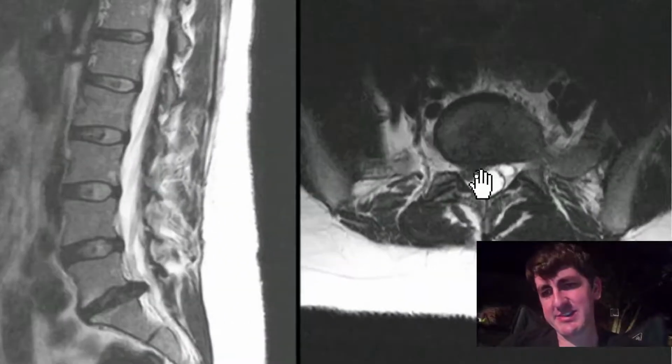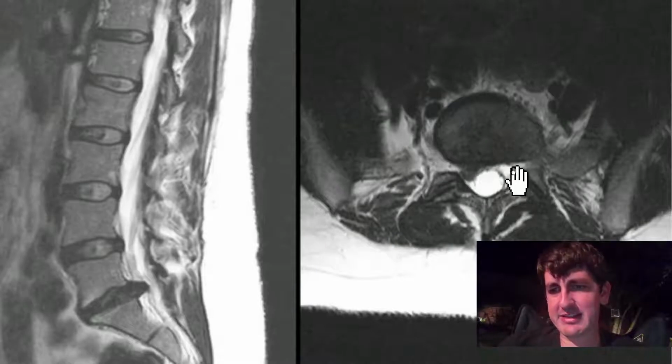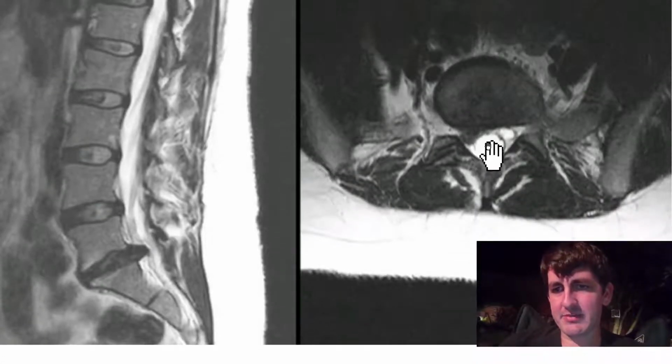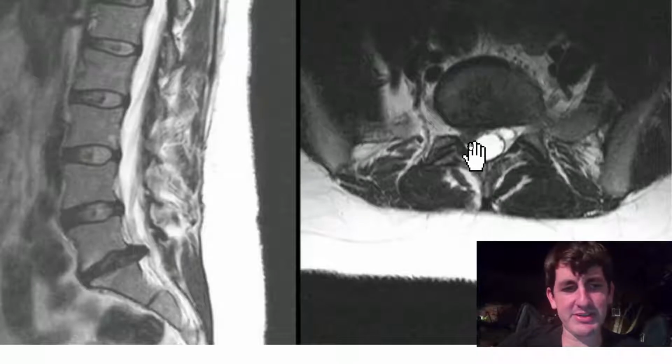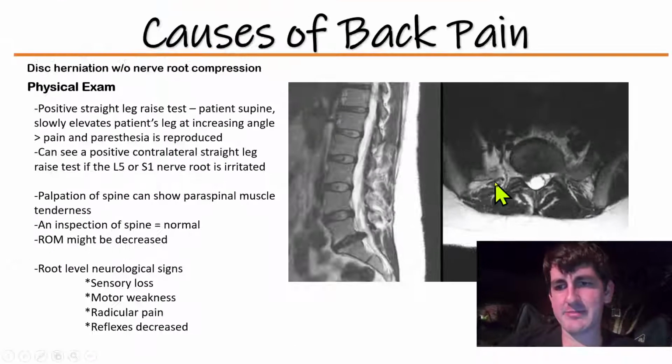You can see it on the axial slice nicely as well. It's dark right here. It's pushing into this nerve root. Really, this is possibly pushing right in here. You know, it's lateral though. You can see it's not like straight back, as we said.